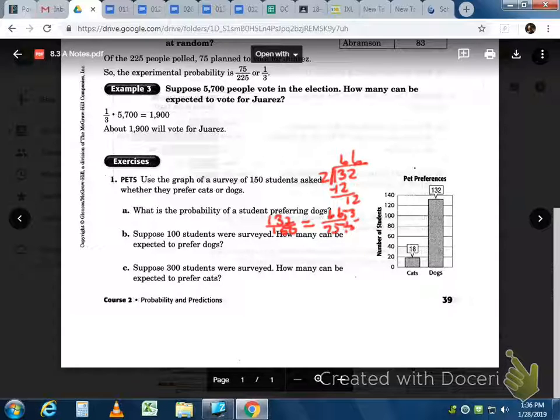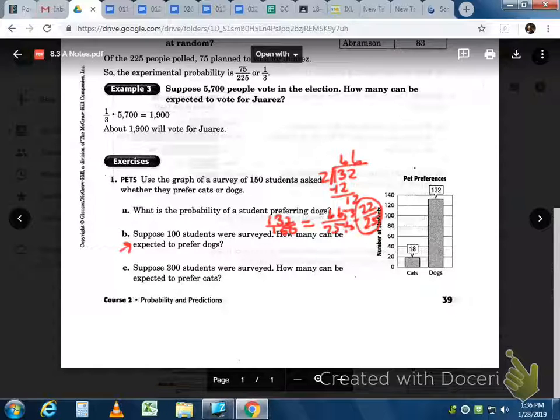So it's going to be 22 over 25. You think that's as low as it goes? No. Anything go into 22 or 25? They have nothing in common. So the probability that you're going to pick a student at random and they prefer a dog is 22/25. Now we're going to make some predictions.